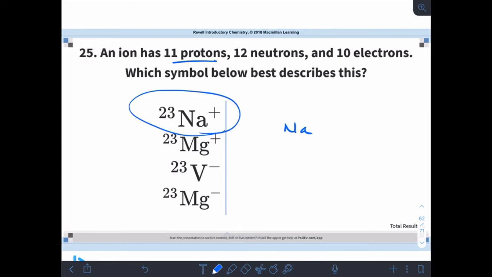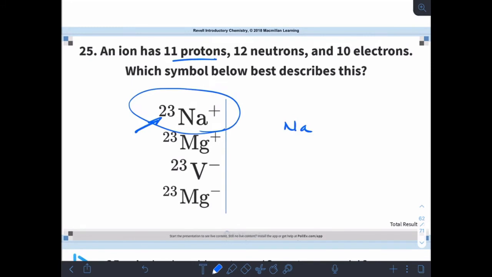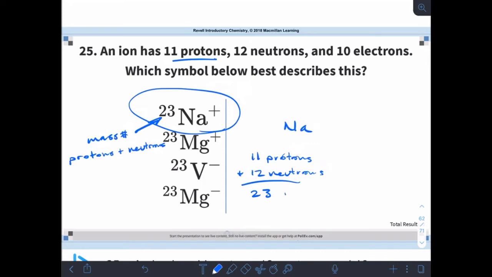Okay? So the number 23, that's the mass number. And I want to make it clear that the mass number is not the same as the mass. So the number on the periodic table below the symbol, that's the mass. The mass number is protons plus neutrons. The number of protons plus neutrons. Okay? So if we have 11 protons plus 12 neutrons, we have a mass number of 23.